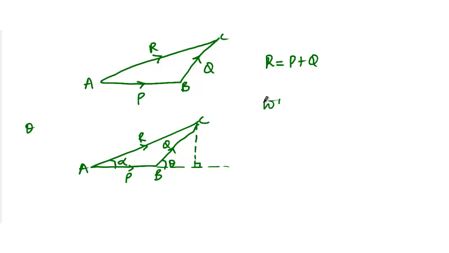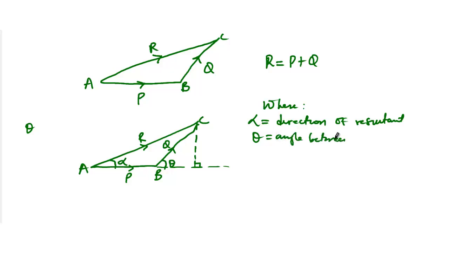So I say where alpha in this case is the angle of inclination of the resultant to the horizontal, which is the direction of the resultant. Then theta is the angle between the vectors. So the angle between the two vectors. With this information, we can therefore determine what we are looking for.